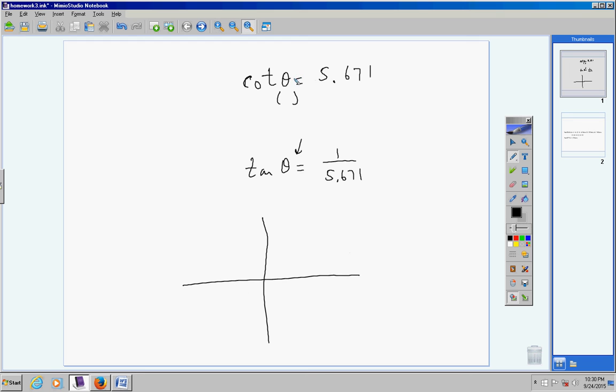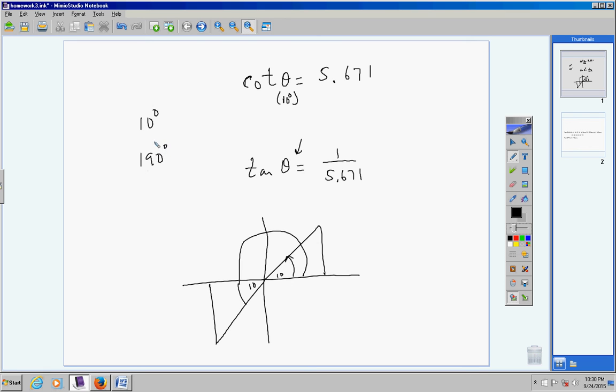Now I'll put a little 10 right here. Now I'm trying to find two answers in which cotangent of my angle gives me a positive answer. Well, tangent is positive here, and tangent is positive here, and tangent is the inverse of cotangent. So put 10 degrees here, put 10 degrees here. So one answer is 10 degrees. The other answer is 180 plus 10 more, 190.